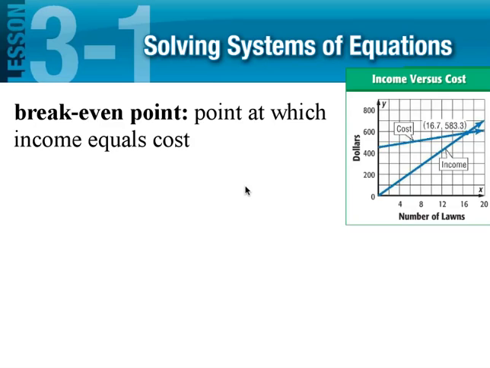And so we're going to define what a break-even point is. When you're talking about businesses, a break-even point is a point at which income equals cost. A lot of businesses are really interested in this point because they've got to get to the break-even point so then they can start making some money, because up until that break-even point, they're actually losing money. Okay? So anyway, I think you'll end up using that in your homework.